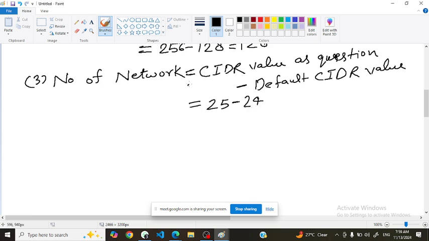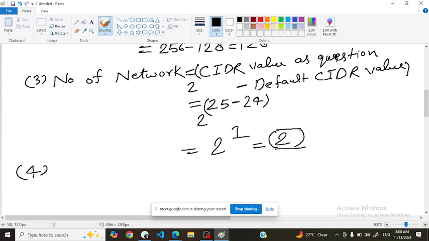And this will be 2 to the power 1, so the total number of networks will be 2.